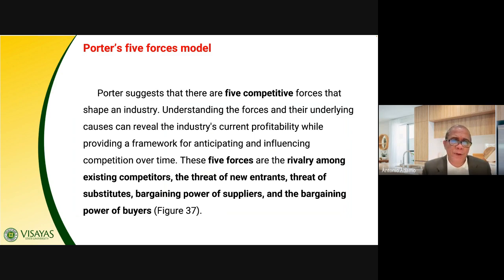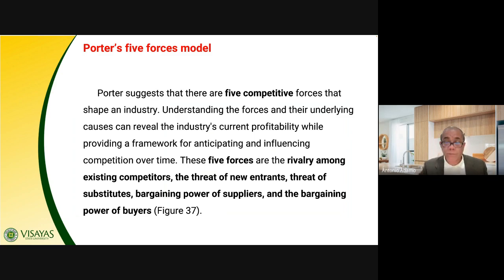This is a relatively old model from 1985, but it is still applicable today. According to Michael Porter, there are five competitive forces that determine your ability to enter the market competitively. These five forces are rivalry among existing competitors, threat of new entrants, threat of substitutes, bargaining power of suppliers, and bargaining power of buyers.